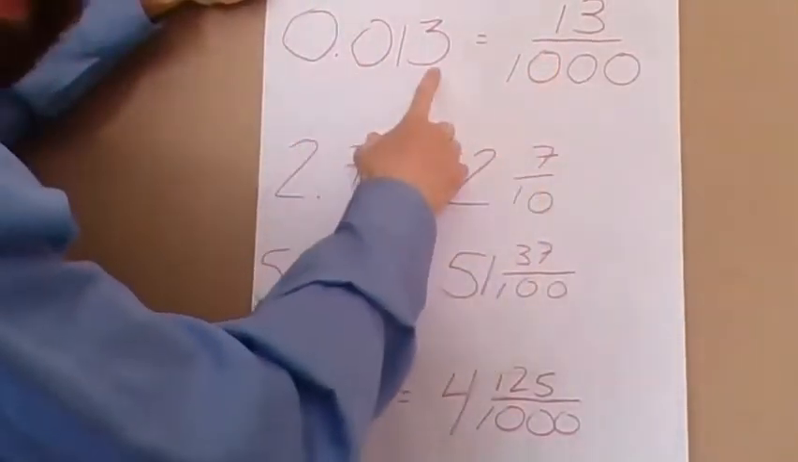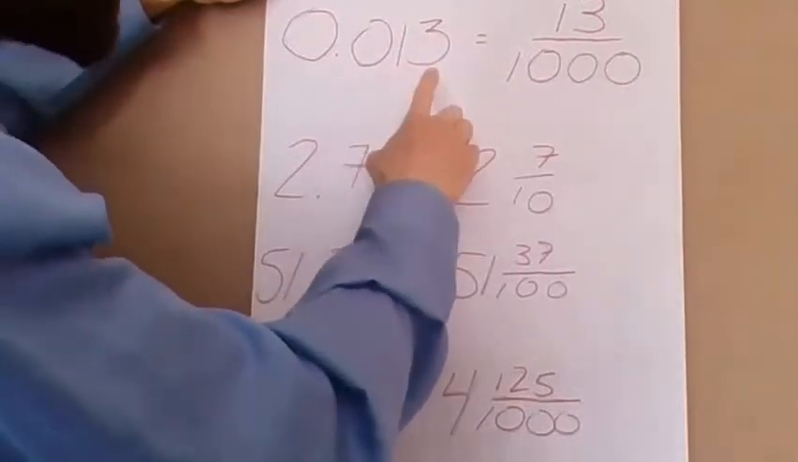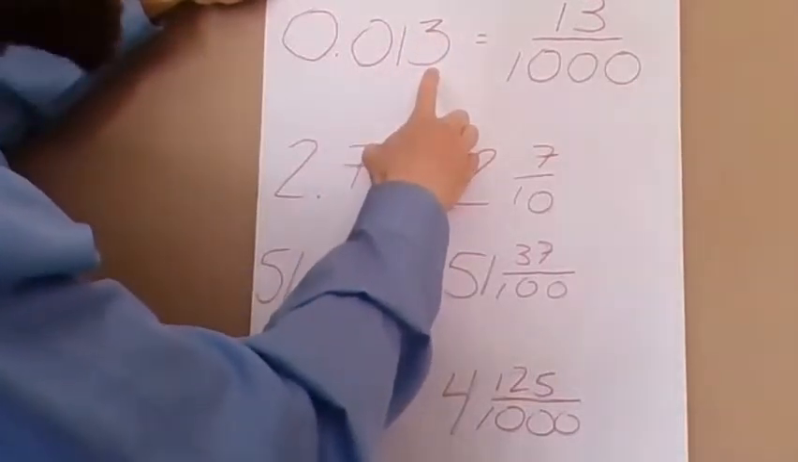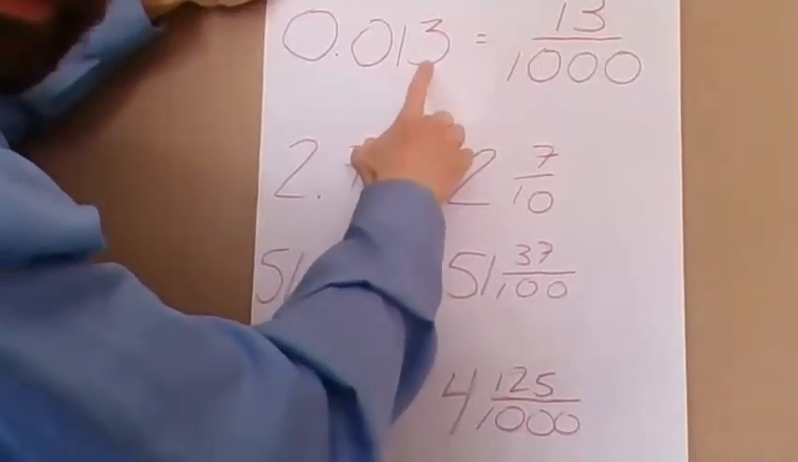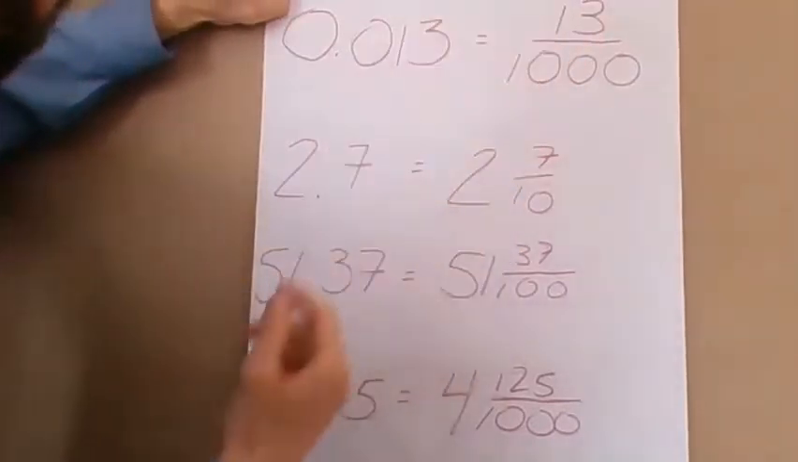So we're converting these terminating decimals. I know they terminate because there's no line to repeat. It's fairly simple, right? You know how to do this. You look at the place value and you put the place value in the denominator and you put the number after the decimal in the numerator.